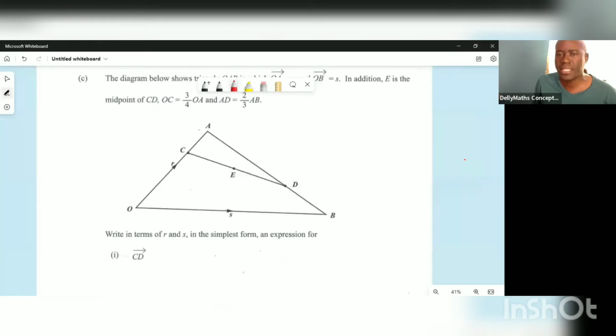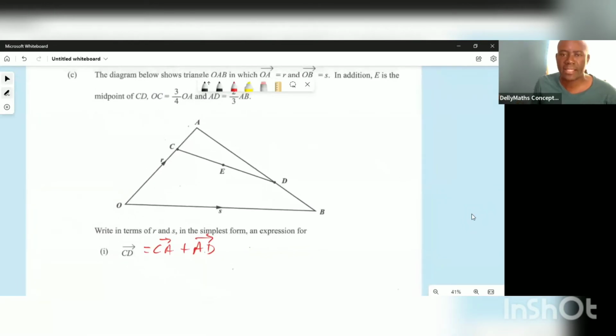If I'm going to move from C to D, it's going to be from C to A plus from A to D. So CD is going to equal that, C to A plus A to D.